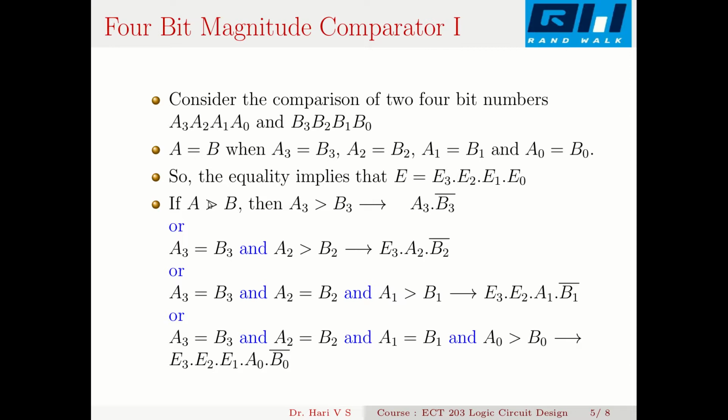Now what if A is greater than B? Then there are some possibilities. A3 may be greater than B3, then A is greater than B. These are the numbers A3, A2, A1, A0, and B3, B2, B1, B0. If A3 is greater than B3, then A is greater than B. This implies that A3 B3 complement is high. That is one possibility. Or else you can have another possibility: A3 is equal to B3, but A2 is greater than B2.